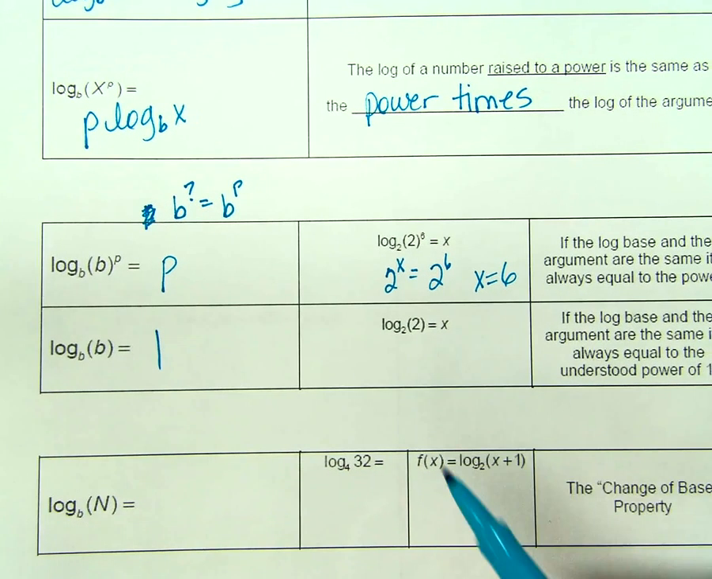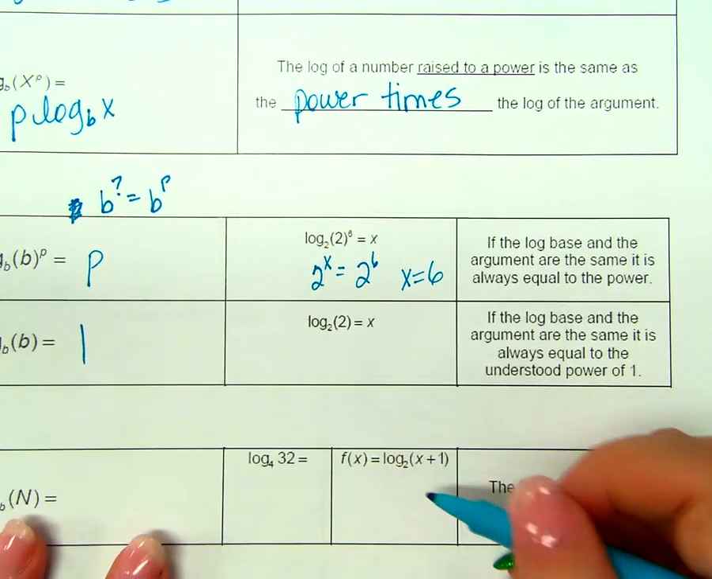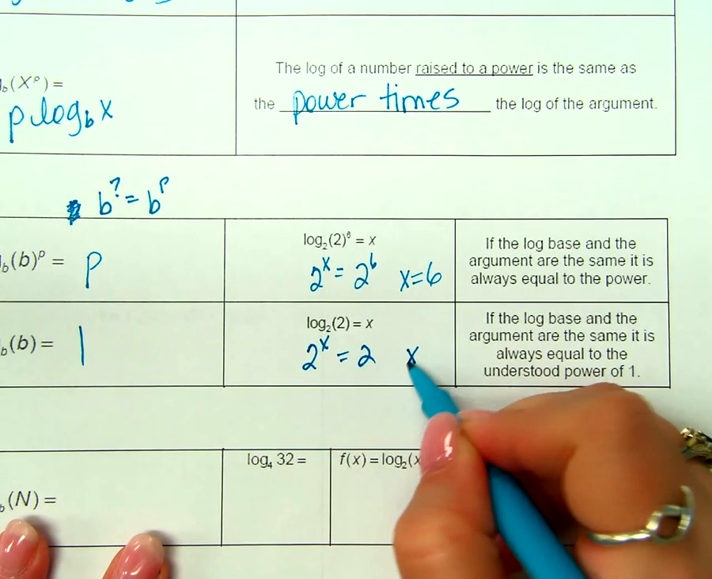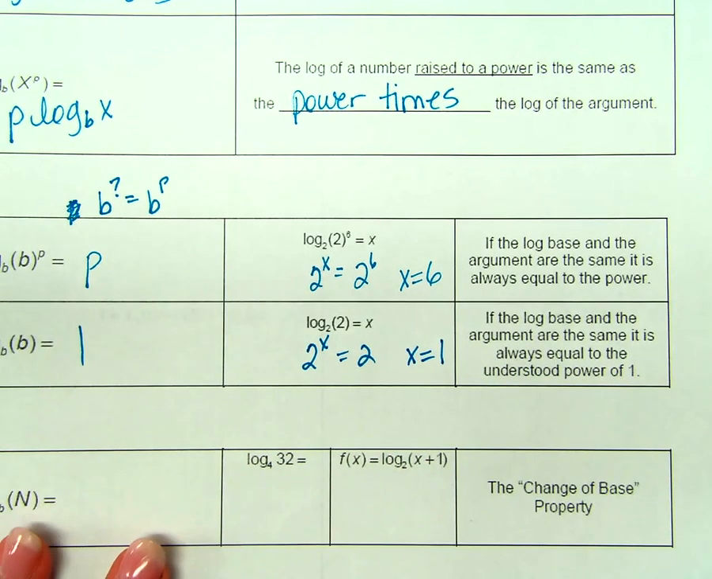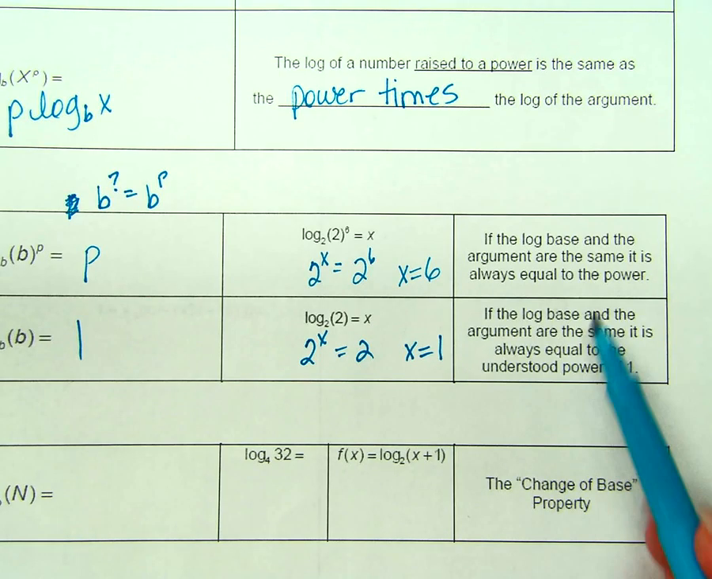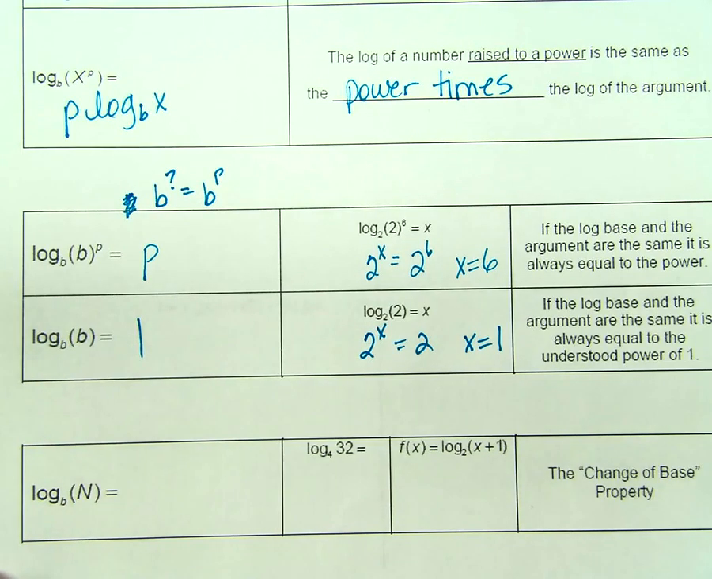Okay? Now, let's go ahead and do this one, just because we like to follow the rules and do all the examples. 2 to the x power equals 2, so x has to equal 1. If the log base and the argument are the same, it is always equal to the understood power of 1. It's the same rule, though, isn't it? If the base and the argument are the same, the answer is the exponent.